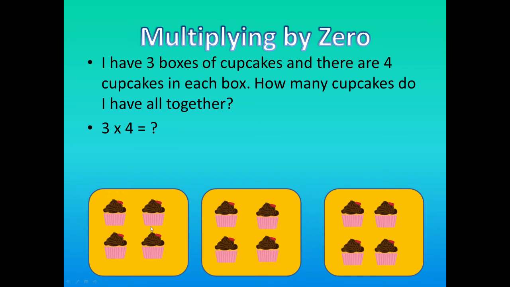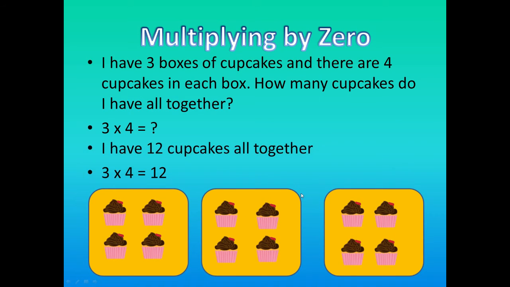Well, we have 4 in this box, and we have 4 in this box, and another 4 in this box. So we can count them up. So 1, 2, 3, 4, 5, 6, 7, 8, 9, 10, 11, 12. Another way of doing it is 4, 8, 12. That's right, we have 12 cupcakes altogether. And 3 times 4 equals 12. Or 3 multiplied by 4 equals 12.